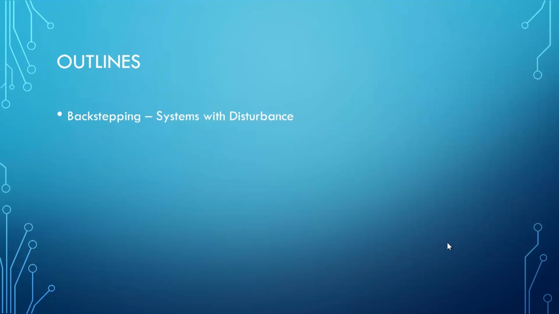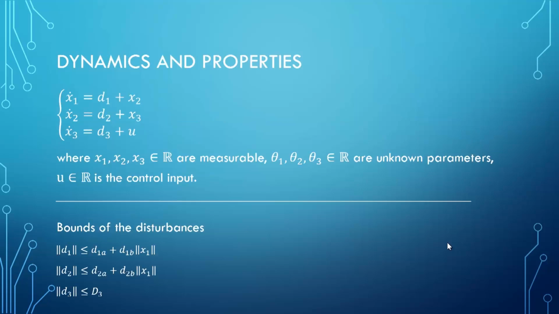Before today, we taught backstepping without any disturbance. Now, we want to add disturbance into the system. And here's D1, D2, D3. Okay? And each disturbance can be upper bounded by some constant and some functions.